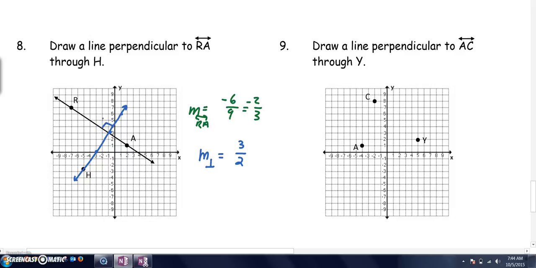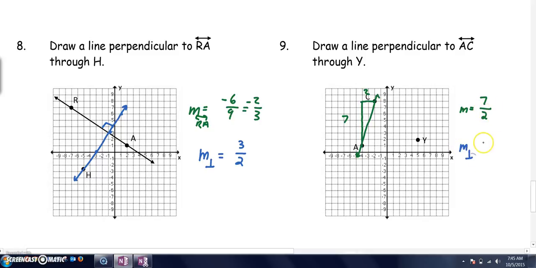Number 9, draw a perpendicular line to AC through Y. So the first given line that we have is AC. So I'm going to connect those 2 points so I know it's my given line. I'm going to find the slope. So I go up 1, 2, 3, 4, 5, 6, 7. I go over 2. So my slope here is 2/7. Nope, sorry. Rise over run, so 7/2.